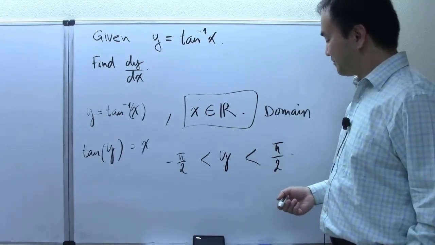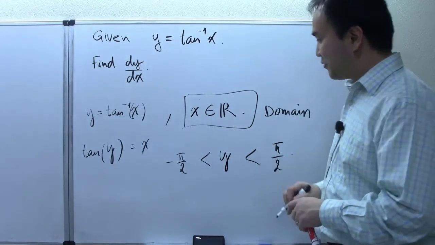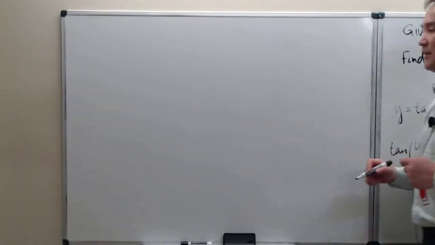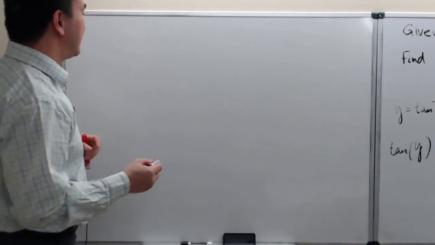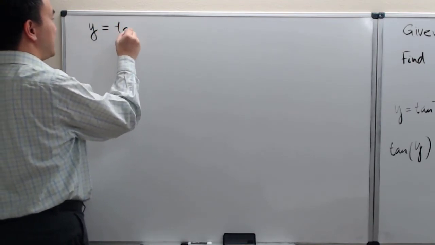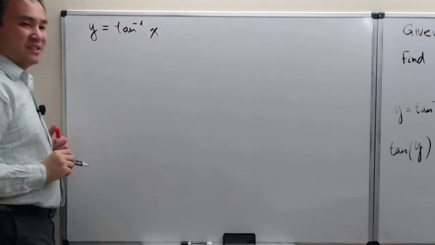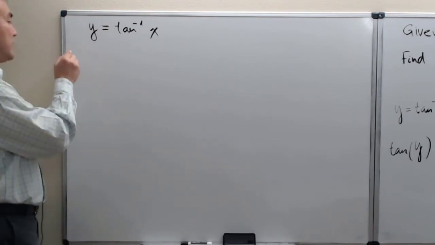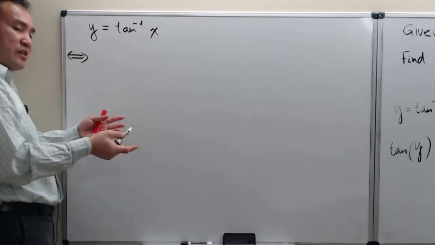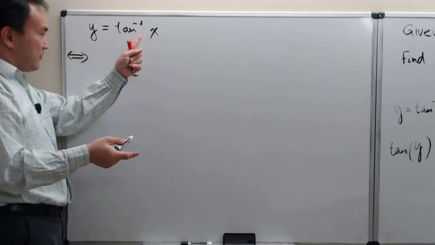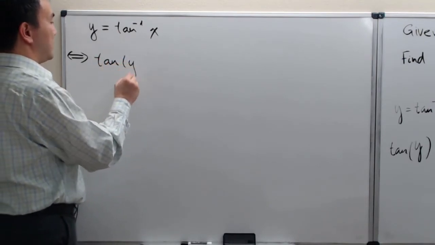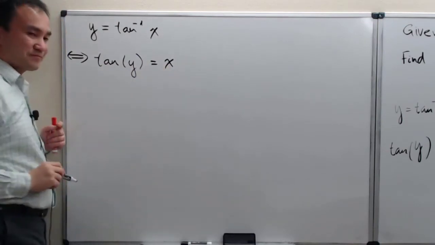After that brief reminder, I'm going to get to the other board again, and we're going to be ready for finding the derivative. Starting out with y equals tangent inverse of x, we have our right to rewrite that relationship as equivalent to tangent of y equals x.